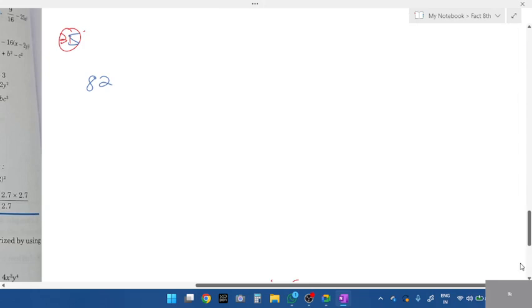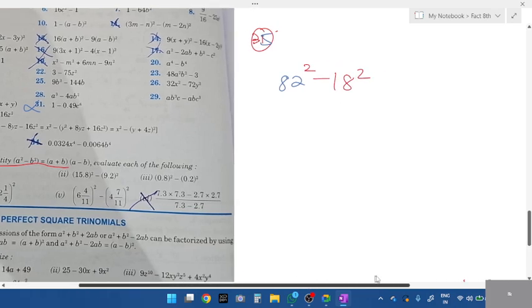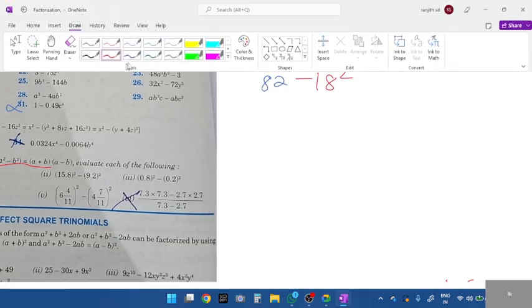Yeah. Never show the calculation in arithmetic, students. Even if your answer is right, they'll give you 0 because here they've given use the identity, which means you have to show algebraic concept. 82 square minus 18 square. Yes. This is in the form of a square minus b square.